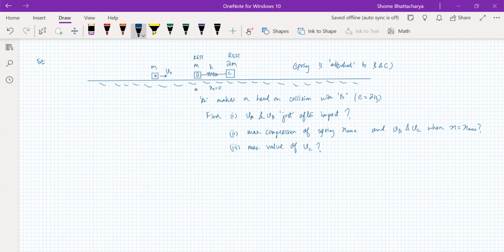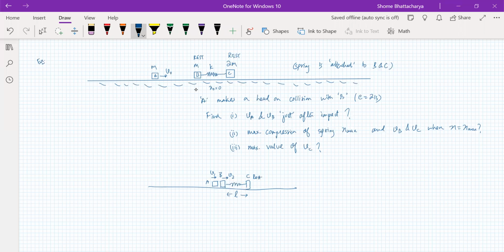So just after the collision is over, B has got some velocity V2 and A has got some velocity V1. Okay, but the spring is still at natural length. It's not yet got the time to react. This is just after impact. So C is at rest.